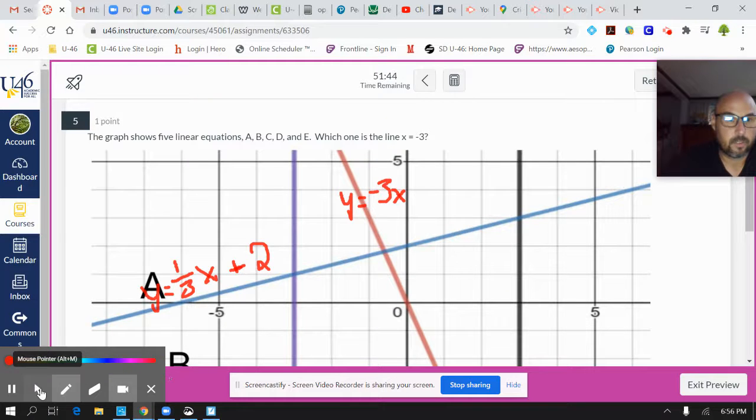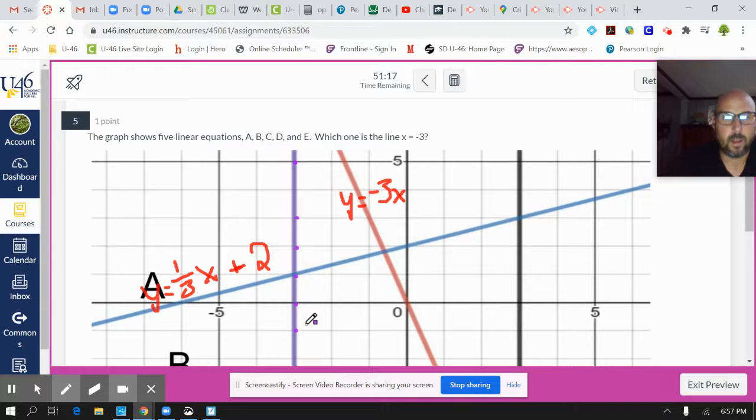What else do we have? I've got a purple line and a black line. The purple line: this ordered pair right here is negative 3, 5. This ordered pair is negative 3, 3. This one is negative 3, 2. This one is negative 3, 1. This one is negative 3, 0. Do you see a pattern? This ordered pair is negative 3, negative 1.